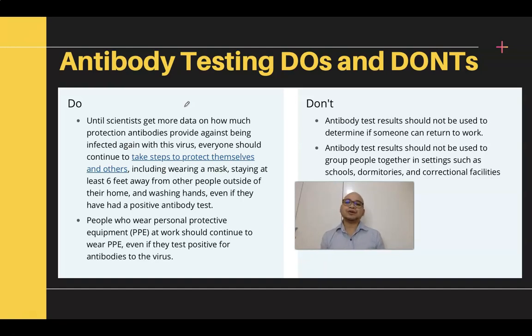Okay, so what is the no-no when it comes to antibody testing? Antibody test results should not be used to determine if someone can return to work or not. Antibody test results should not be used to group people together in settings such as schools, dormitories, or correctional facilities. So you cannot say, those who are positive with IgG and IgM should stay here, those who are not positive should stay there. No, that shouldn't be the case.